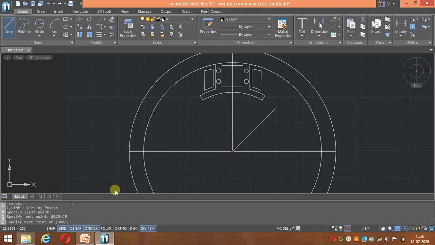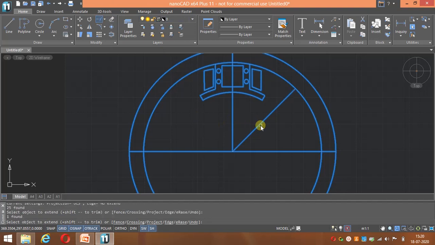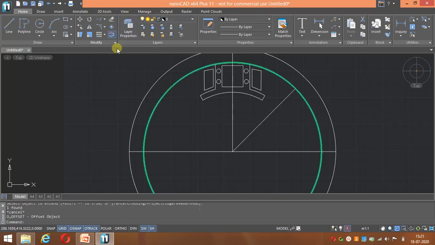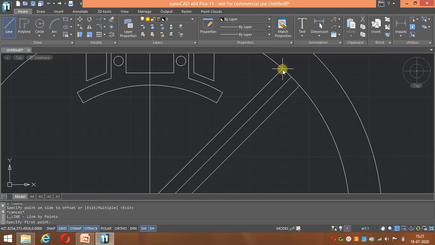at an angle of 45 degree. Okay, let me extend this line up to the circle. Okay, and the width of the interpole dimension, the width is 20 mm. It means I should go with an offset. So offset distance should be 10 mm with respect to this 45 degree inclined line. 10 and then 10.